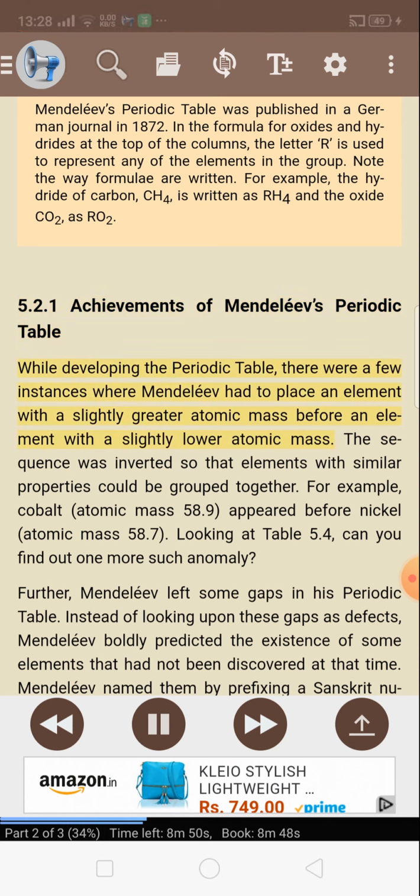While developing the periodic table, there were a few instances where Mendeleev had to place an element with a slightly greater atomic mass before an element with a slightly lower atomic mass. The sequence was inverted so that elements with similar properties could be grouped together. For example, cobalt, atomic mass 58.9, appeared before nickel, atomic mass 58.7. Looking at Table 5.4, can you find out one more such anomaly?